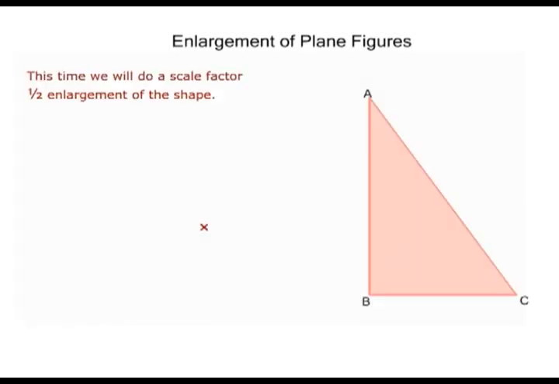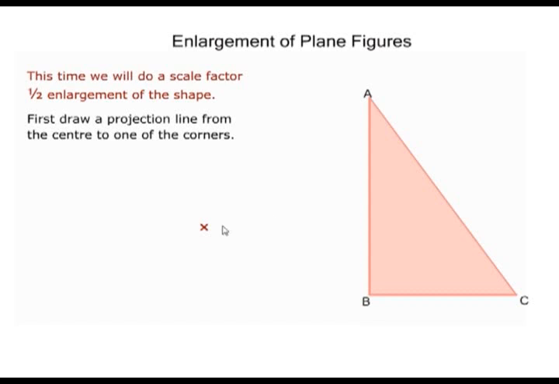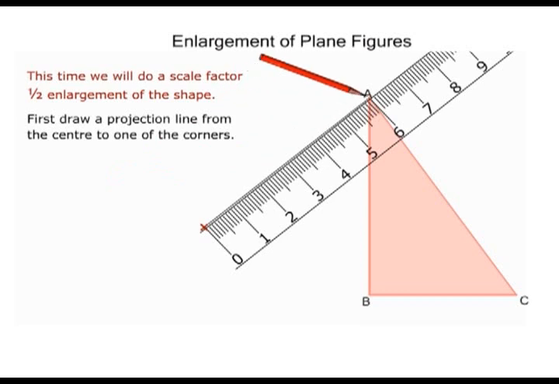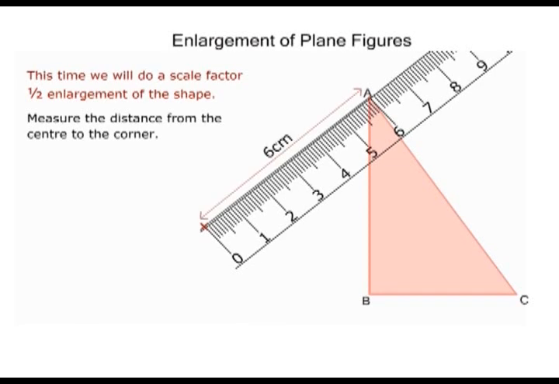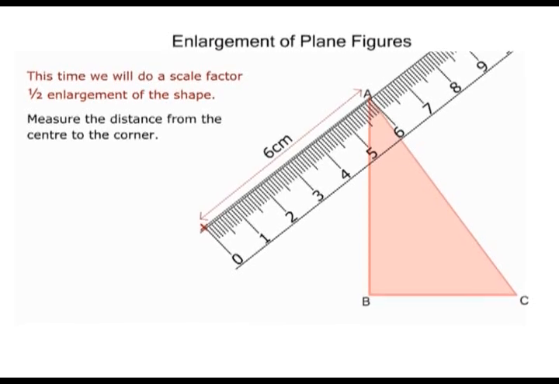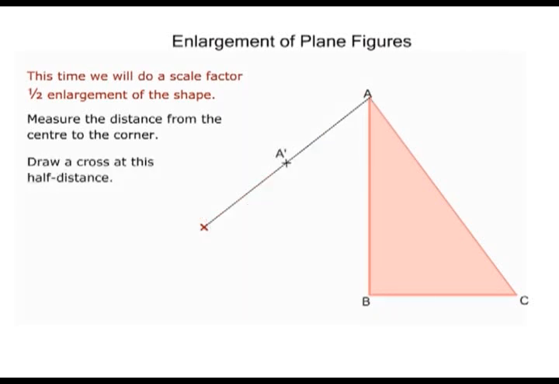This time we do a scale factor of a half. So we expect the image to be smaller than the object. Draw a projection from X to A. Measure AX, that is 6 centimeters. Half that distance is 3 centimeters. And so A prime is here.